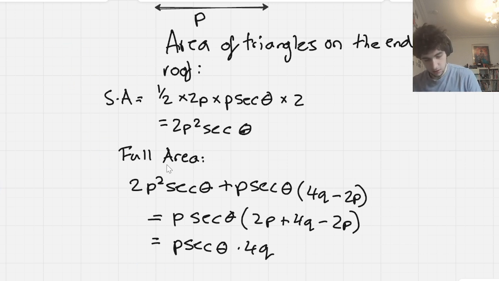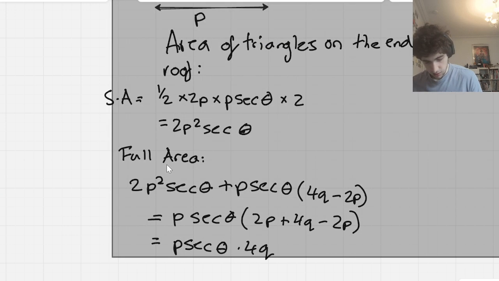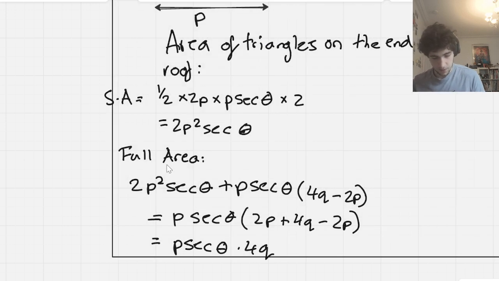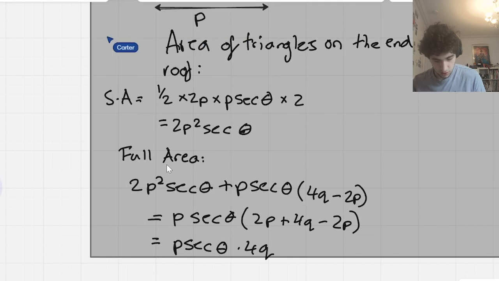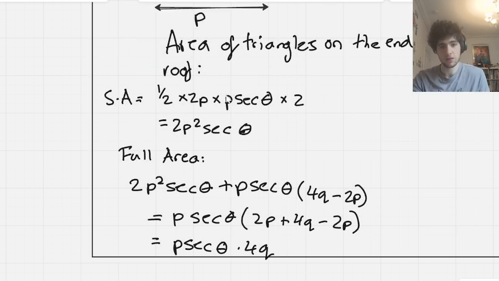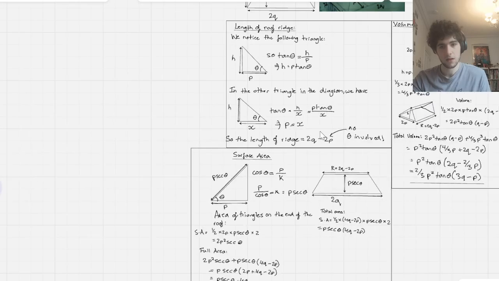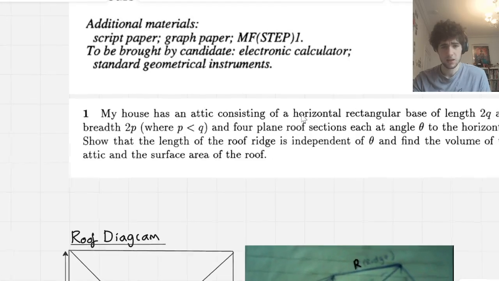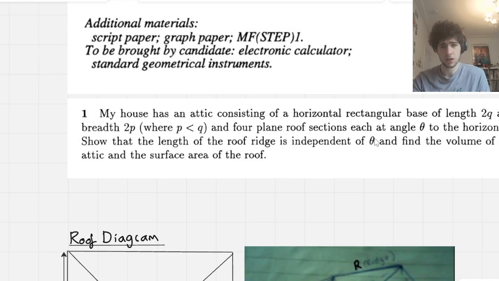So with that, there we go, that's our question all finished. Yeah, that's all I really have to say. Let's go back and check that was everything. We needed to show the length of the roof wedge independent of theta, done. Find the volume of the attic and surface area of the roof, done.